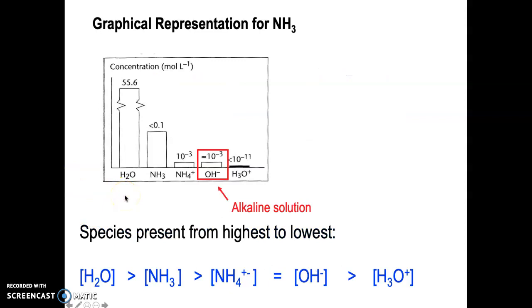So in terms of graphical representation, the water bar is furthest to the left, followed by your ammonia. Notice that it's approximately the original concentration, just a little bit lower. Do not worry about these values here on the ammonium and hydroxide bars. You are not expected or wanting to guess those. It is just to ensure that the height of your ammonium and the height of your hydroxide bars are equal. And then you've got your small hydronium present to the right hand side. So that is the end of the weak base species present. Coming up in the next videos we'll be looking at the salts.